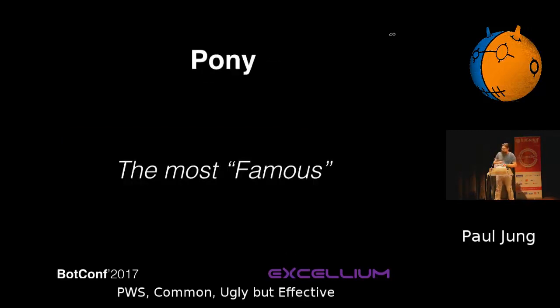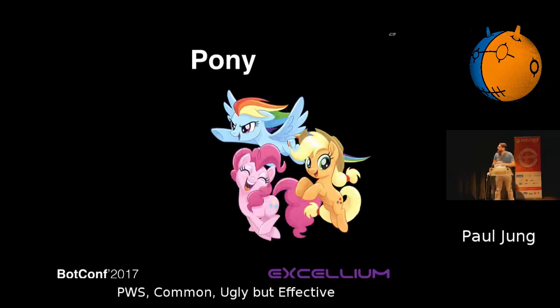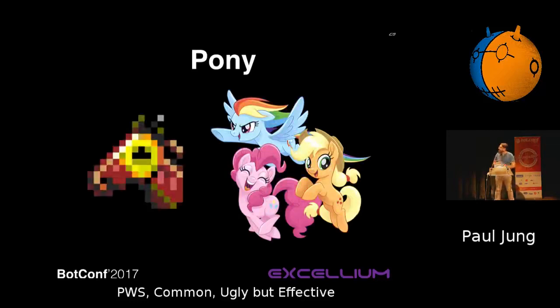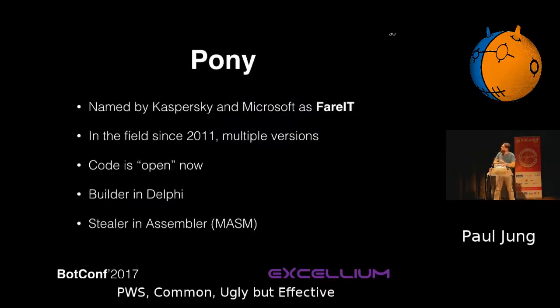So let's talk about Pony. Pony, because I like Pony. But we will talk about this one, the ugly one. That's the favicon. Pony is now also detected by Microsoft and Kaspersky. It's an old thing, in the field for a long time now. One version, the 2.0, was leaked and the code is open, so everybody may be able to build it. There is a builder to create the configuration, and there is the stealer, which is fully written in assembler, which is a big work.